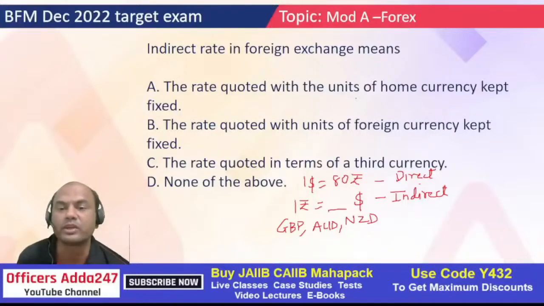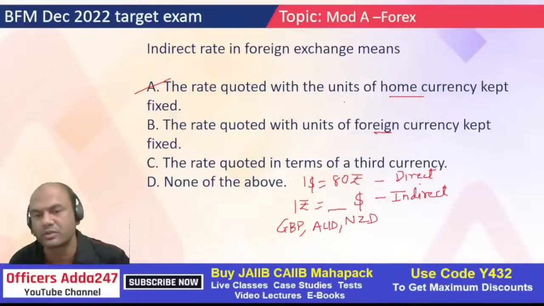So what is indirect rate now? The rate quoted with units of home currency kept fixed. What is the home currency for India? It is the rupee, right? So the rate quoted at which home currency is kept constant, fixed. The other options: the rate quoted in which units of foreign currency are kept fixed, the rate quoted in terms of a third currency, and none of the above. So what is the answer? Very simple, it is A, in which home currency is kept fixed. So 1 rupee is kept constant over here.